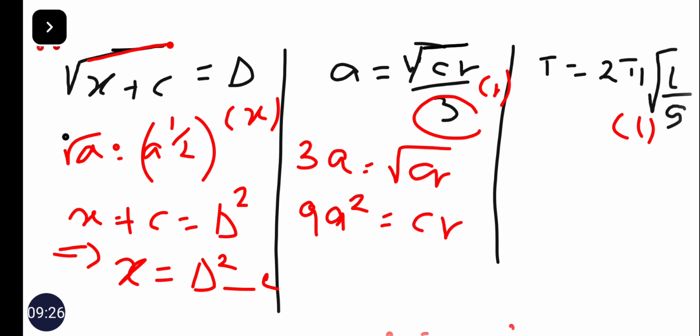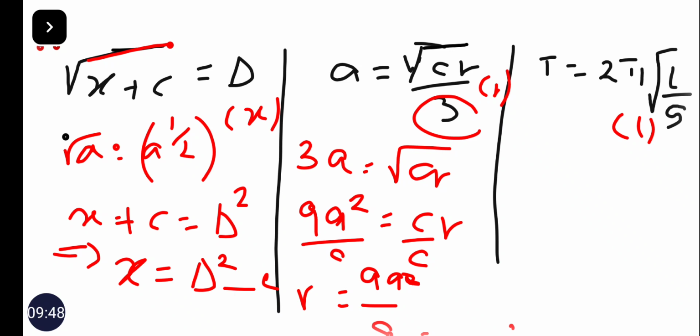How do I make r the subject now? I divide both sides by c. So r is 9a squared over c. Okay, that's it. Look at another example. The period is 2 pi square root of l over g, to make l the subject.